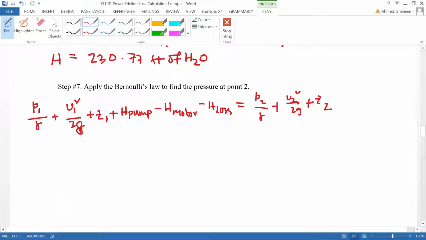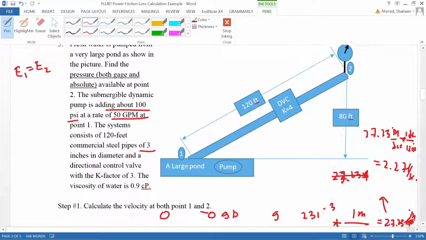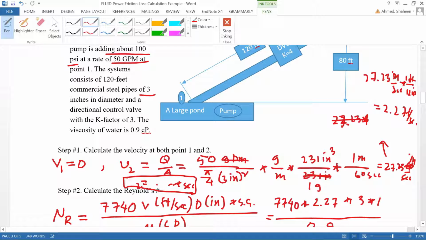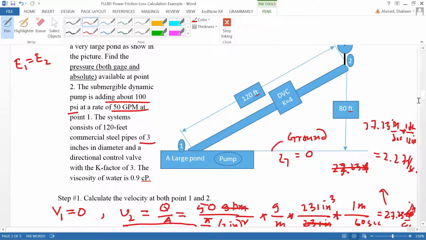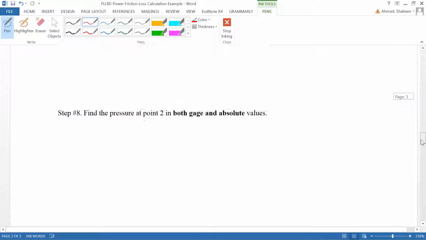So in this problem, let's assume that we set the ground, like our regular ground, at point 1. So this is our ground, for example. If this is our ground, then Z1 would be 0 and Z2 would be 80. So let's go back and have everything plugged in that formula.